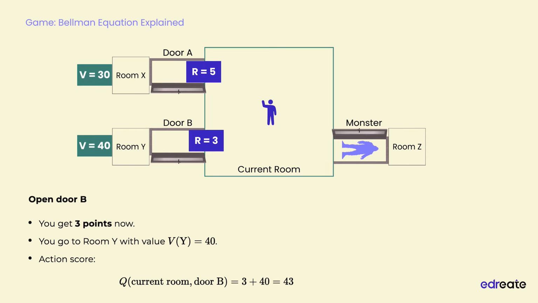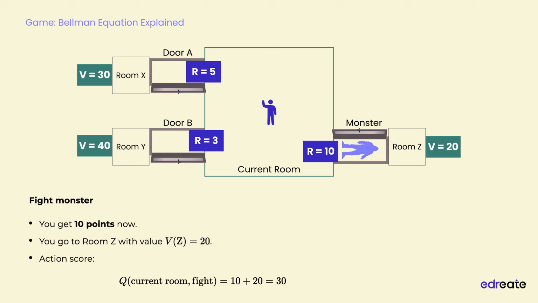If you have chosen to open door B, you would get 3 points for that action. You go into room Y, which has a value V of Y equal to 40. So the action score for this action would be 3 plus 40, which is 43. And if you instead take the third action, which is fight the monster, you get 10 points now. You go to room Z, which has a value of 20. So the action score for this action becomes 10 plus 20, which is 30.